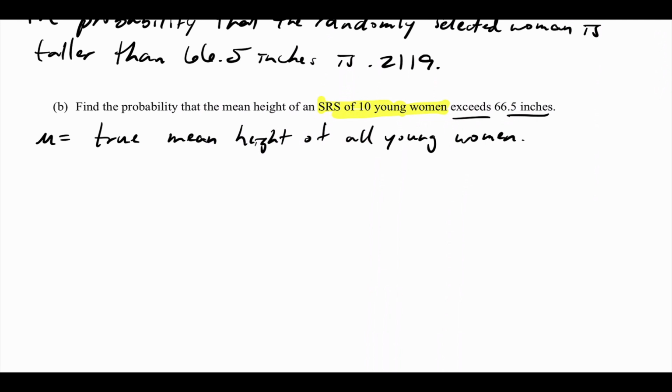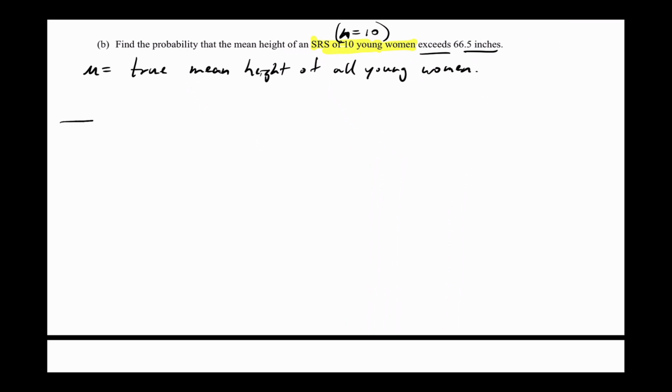Next point, conditions and assumptions. I have to do them here because it comes from a sample of 10 now. Now I have a sample size. I have a sample size of 10. So now I have to do those conditions and assumptions. They're necessary for this one. Okay, so let me do them over here. Conditions, check.